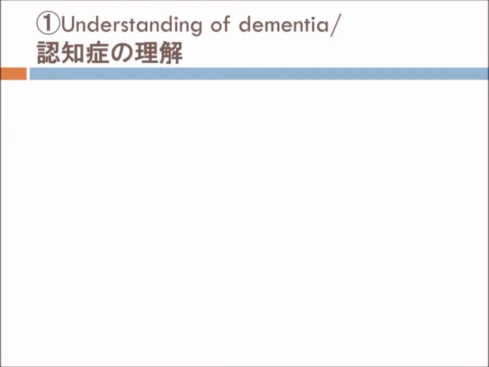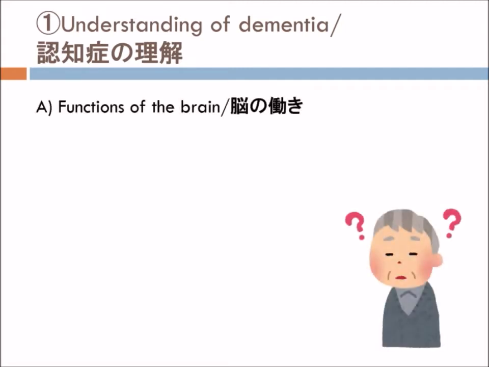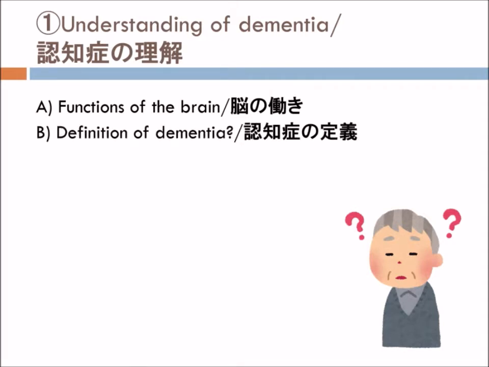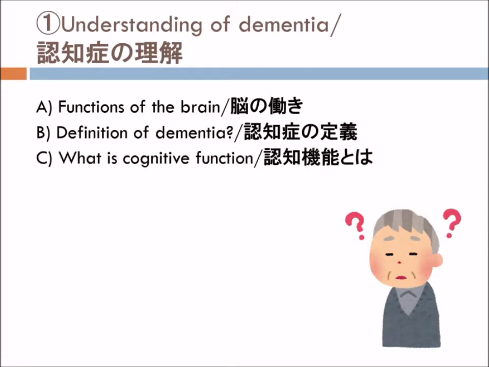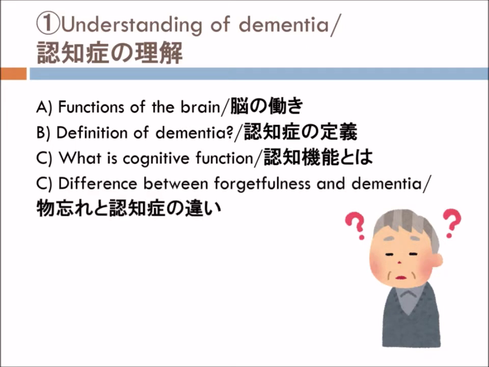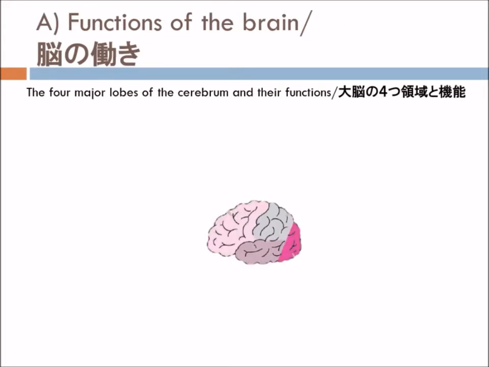1. Understanding of dementia. There are 4 parts. Functions of the brain. Definition of dementia. What is the cognitive function? Difference between forgetfulness and dementia. The 4 major lobes of the cerebrum and their functions.